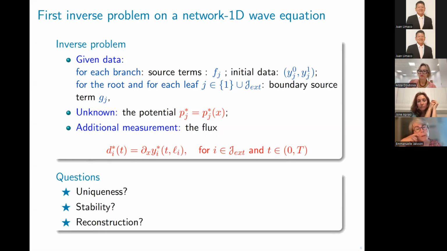The questions we would like to answer are the classical ones for inverse problems. Do the measurements of this flux uniquely determine the potential P star? Can we establish a stability, Lipschitz stability estimate? And finally, can we write an algorithm to be able to reconstruct the potential?